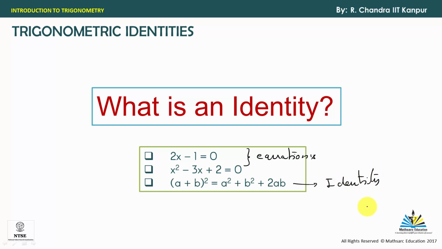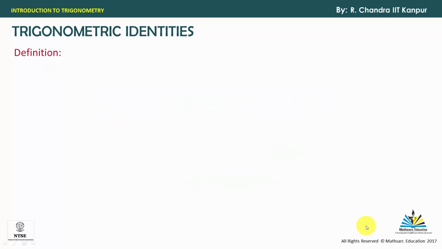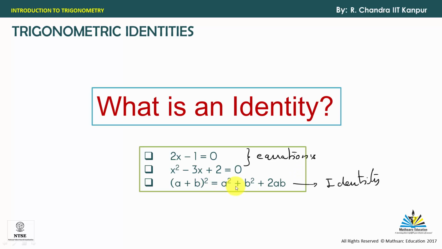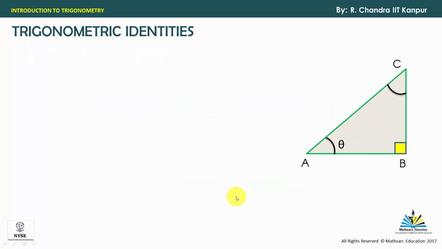So let's define the identity. What is an identity? An equation is said to be an identity when it is true for all values of the variables involved. As you can see in the previous case, these were identities since they were true for every value of a and b. Let's have some trigonometric identities.